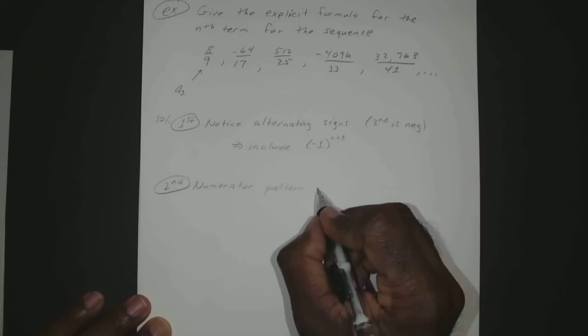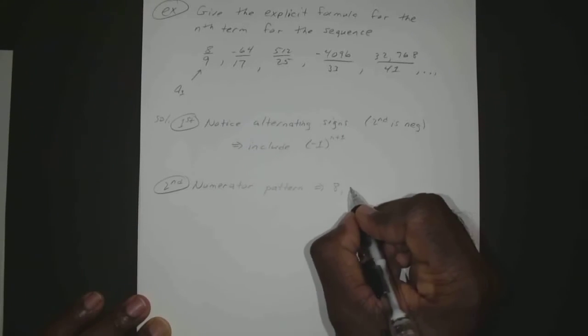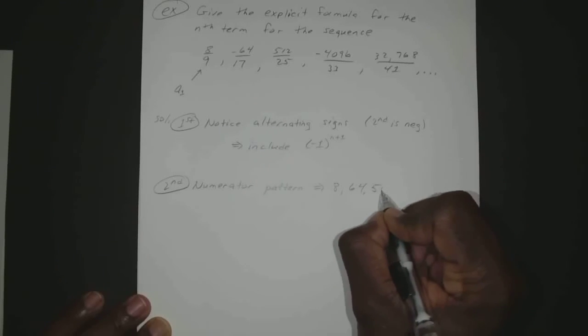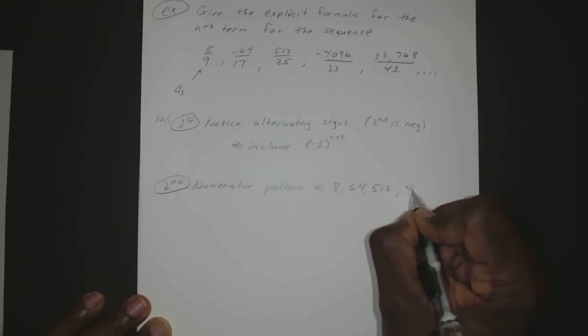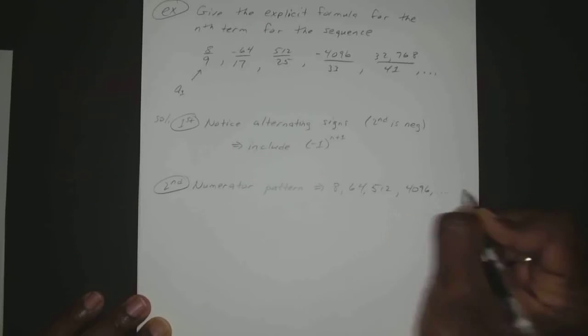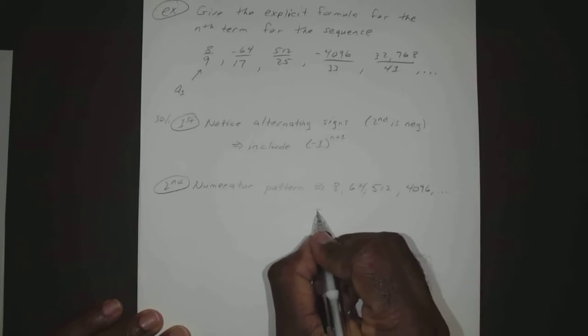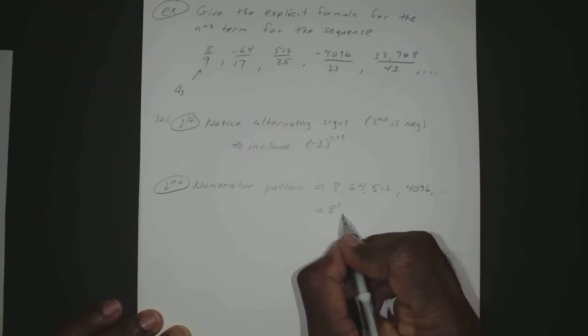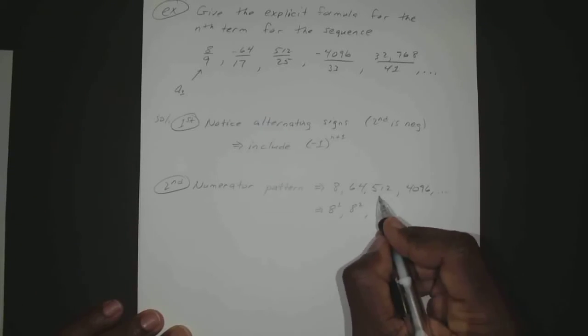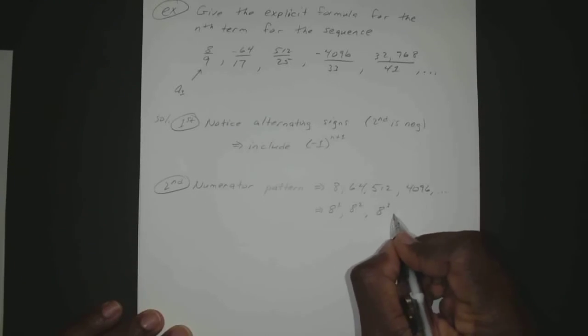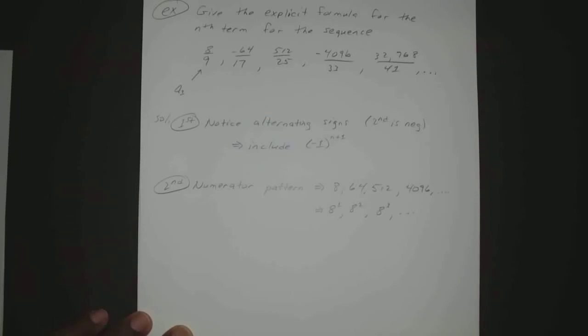Okay. Where you have 8, 64, 512, 4096, and so on. Now the first two should give you an idea of where to start. Yep, because that's 8 to the first, 8 squared. Then if you test that one, you'll see that's 8 to the third, and it keeps on going.